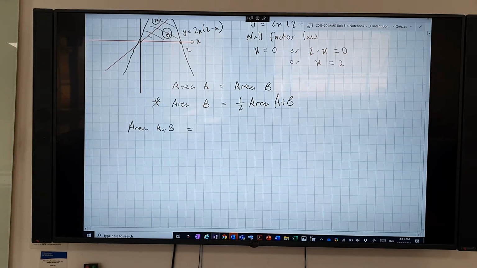You could call it whatever you want. You could call it area C if you want to, but I'm making it easy for the person who's marking it. It's going from 0 to what?